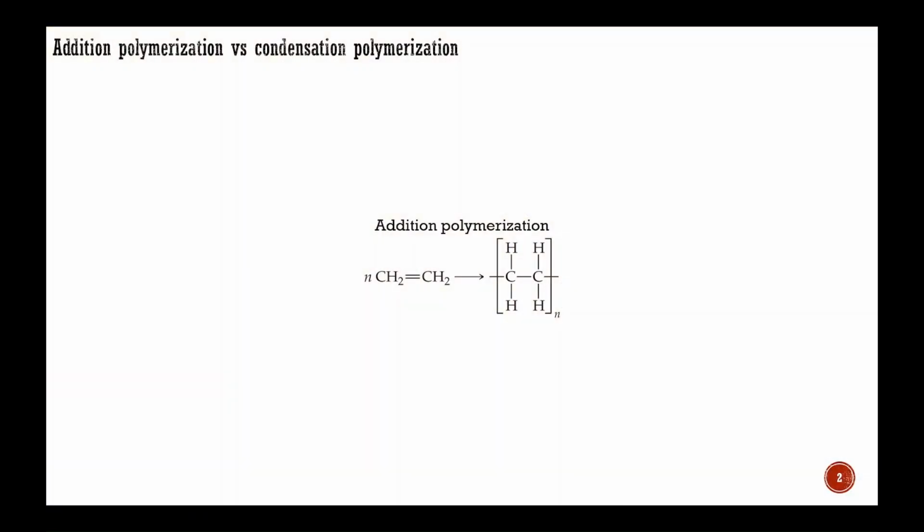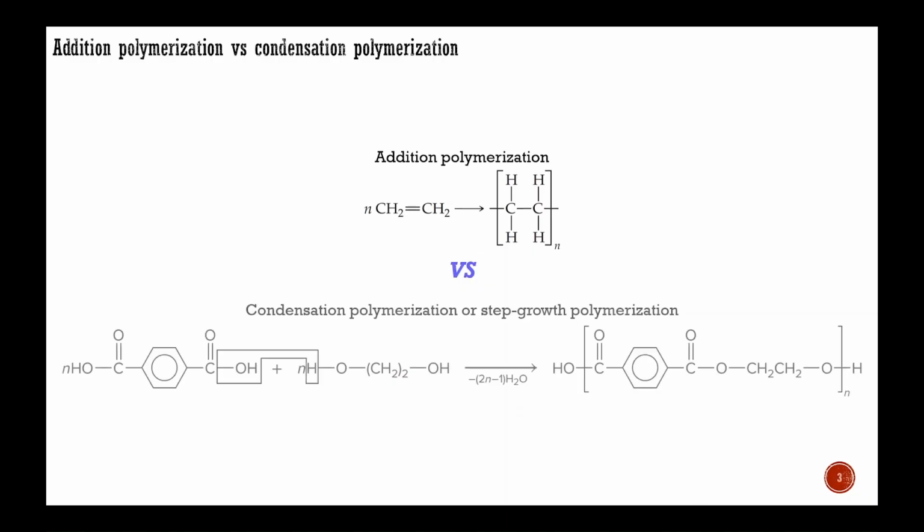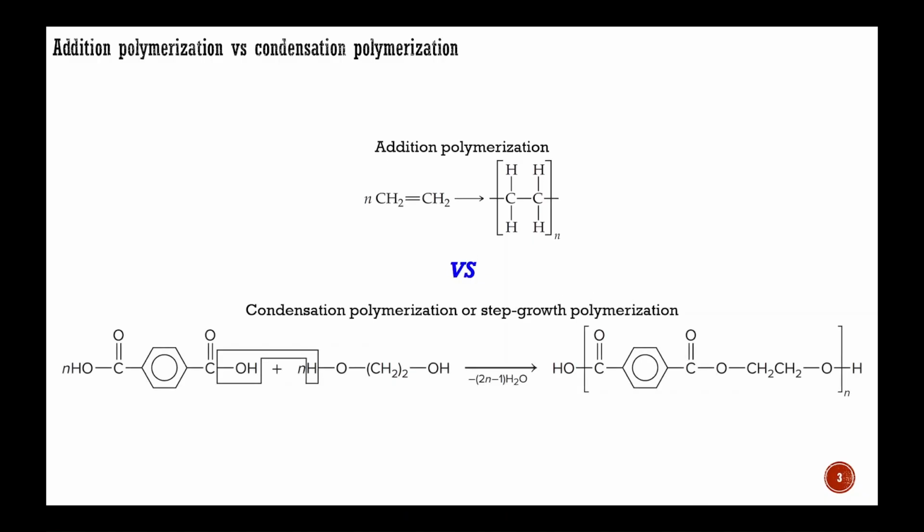Earlier, we discussed one of the major classes of commercially important polymers and their formation through addition polymerization. Another general reaction used to synthesize commercially important polymers is condensation polymerization, also known as step growth polymerization. This type of polymerization typically employs difunctional monomers, with each new bond being formed in a separate step.